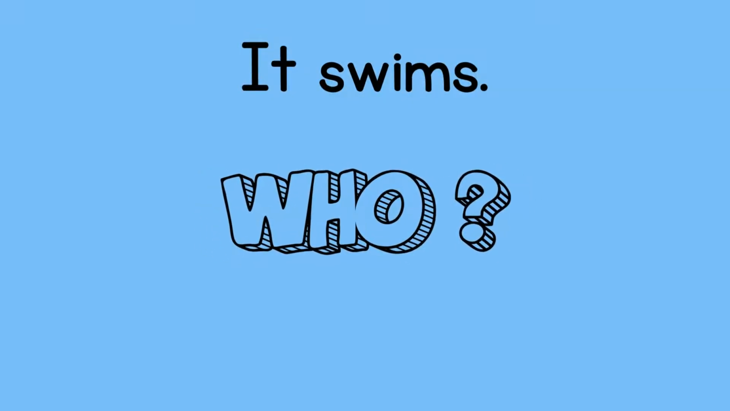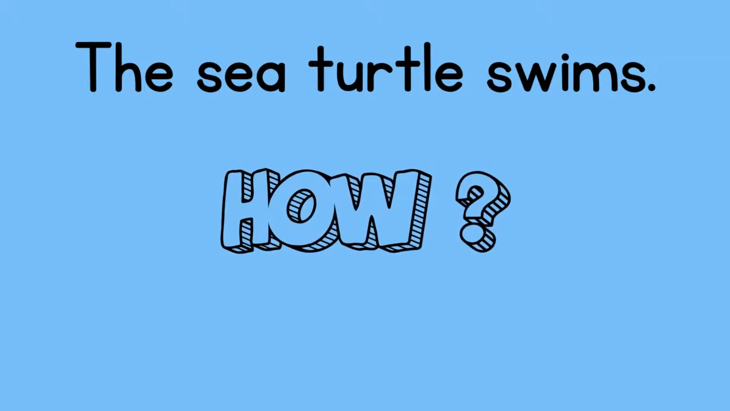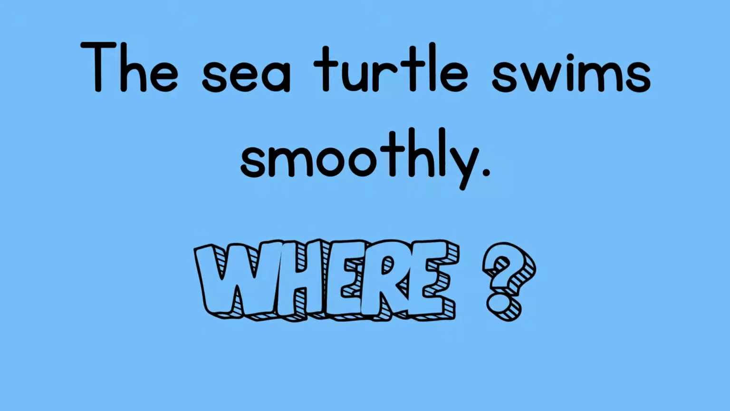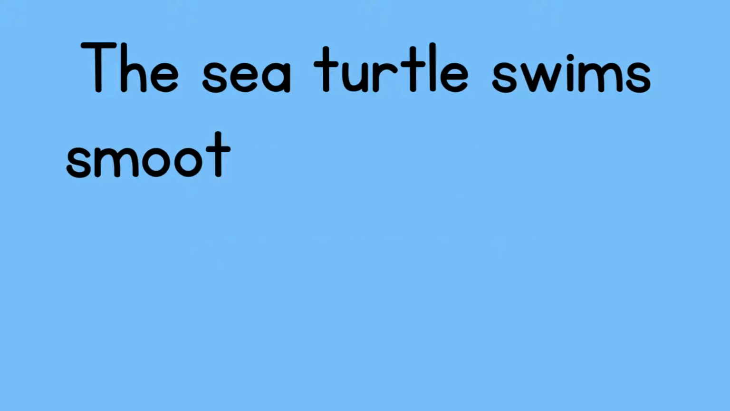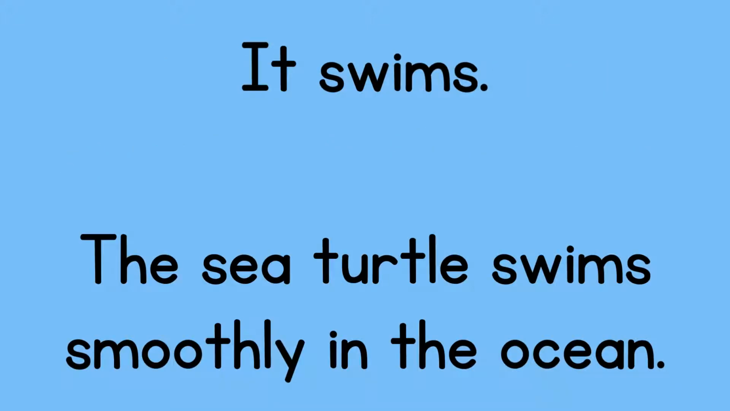It swims. Who? The sea turtle? The sea turtle swims. How? We could do quickly, slowly, smoothly. I'll say smoothly. The sea turtle swims smoothly. Where? In the water or ocean? The sea turtle swims smoothly in the ocean. What a great sentence. I bet yours was great too, even if it was a little different.